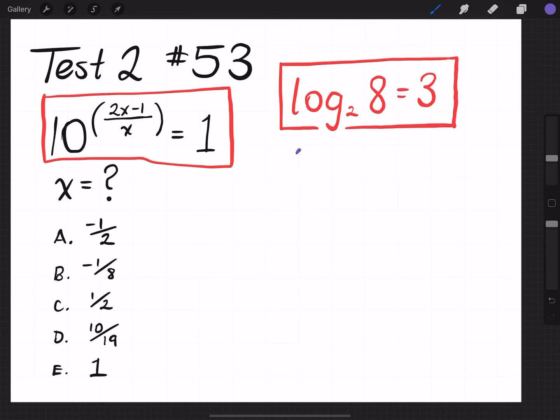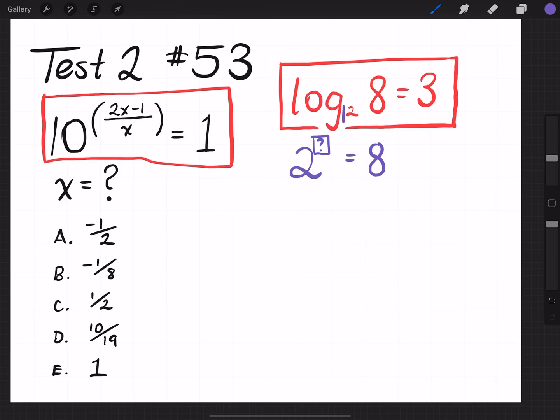All a log is, ordinarily we would just write something like 2 to the power of 3 equals 8. And if you didn't remember what you had to raise 2 to in order to get 8, you might say something like 2 to the power of what now equals 8. Okay, so a logarithm is just a way of writing that out.